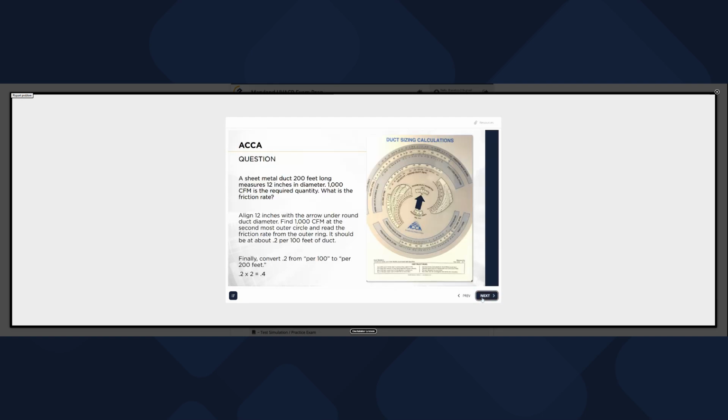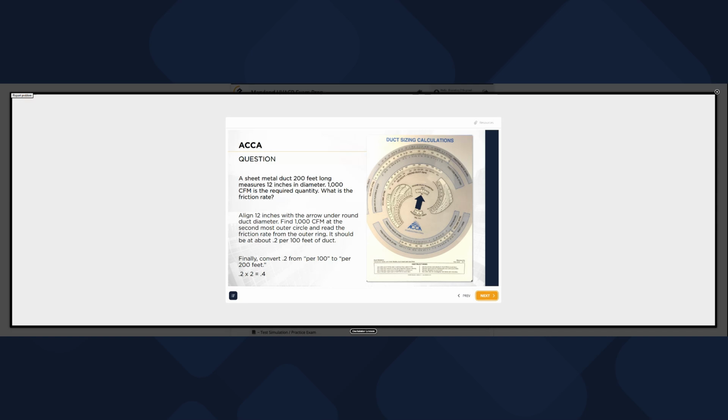Question: a sheet metal duct 200 feet long measures 12 inches in diameter. 1,000 CFM is the required quantity. What is the friction rate? Align 12 inches with the arrow under round duct diameter. Find 1,000 CFM on the second-most outer circle and read the friction rate from the outer ring. It should be at about 0.2 per 100 feet of duct.